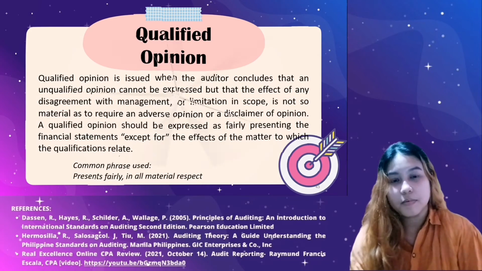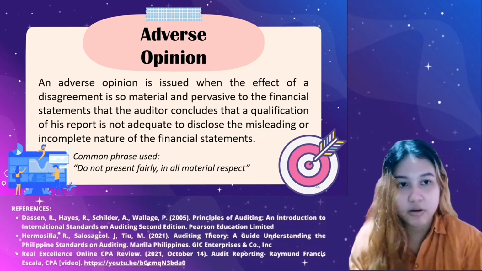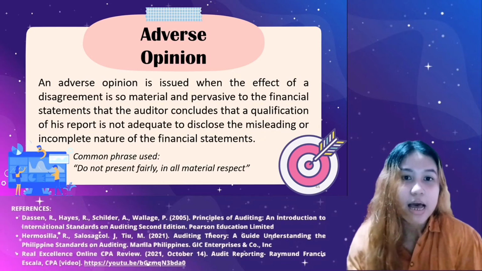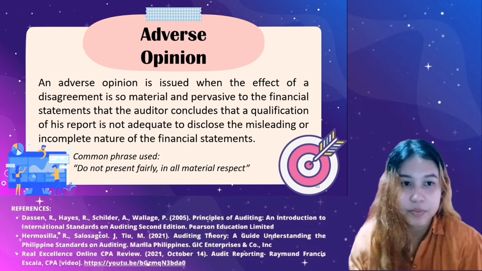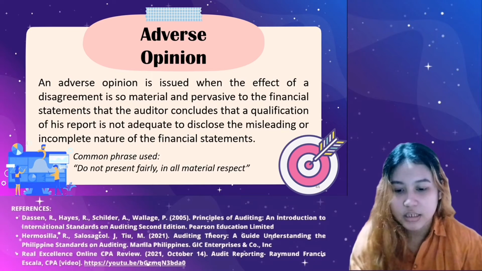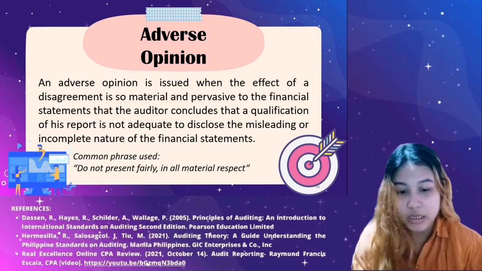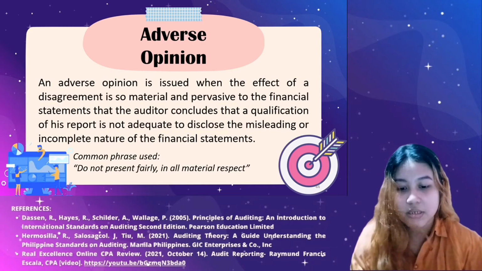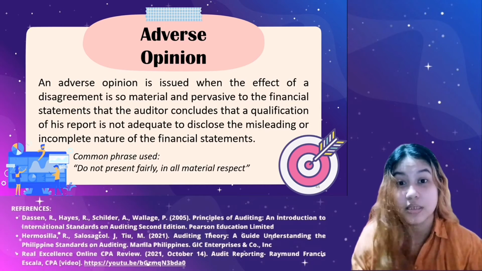The next type of audit opinion is the adverse opinion. An adverse opinion is issued when the effect of a disagreement is so material and pervasive to the financial statements that the auditor concludes that the qualification of his report is not adequate to disclose the misleading or incomplete nature of the financial statements. So basically, an adverse opinion is a professional opinion made by an auditor indicating that the company's financial statements are misstated and do not accurately reflect the financial position, financial performance, and health.